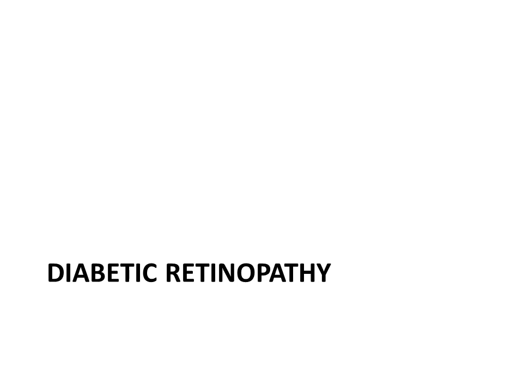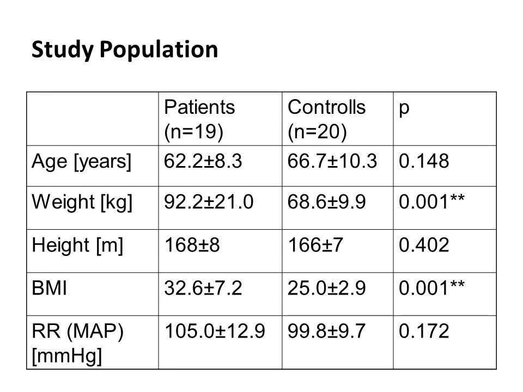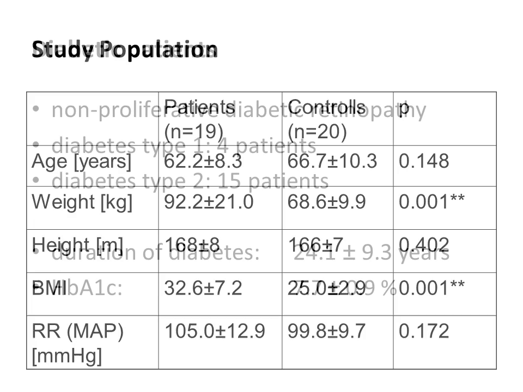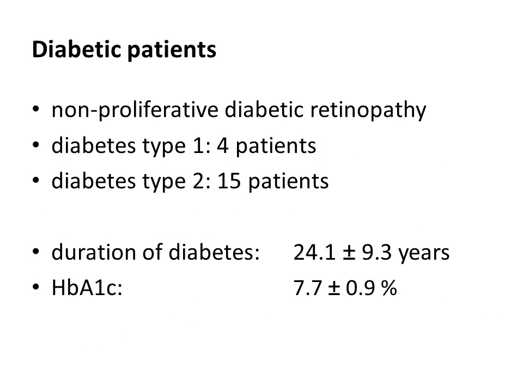So now some results. We did a study of retinopathy. This is a survey of our patients. We had 19 diabetic patients and 20 controls of the same age and same blood pressure. However, the weight and the body mass index of the patients was higher than that of the controls. Patients had mostly type 2 diabetes, but we also had 4 patients with type 1 diabetes. Duration of diabetes was on average 24 years, and the HbA1c was 7.7%.